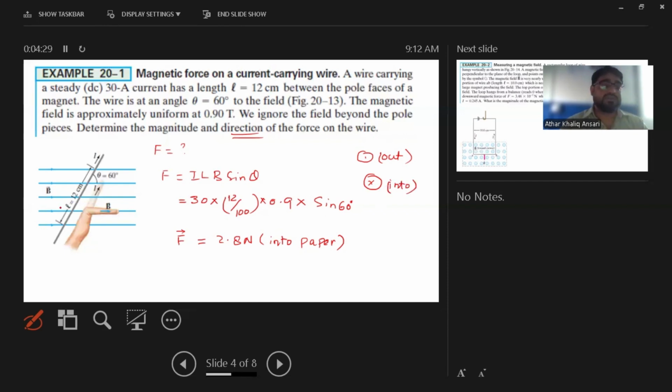So here, this magnetic field is from left to right, current is in this direction. So if you want to show the direction of the force on this wire, you will show dot or cross. It is into the paper. Into the paper will be represented by cross. So you can put here cross also to show the direction of the force. So here we are almost done with the main idea.